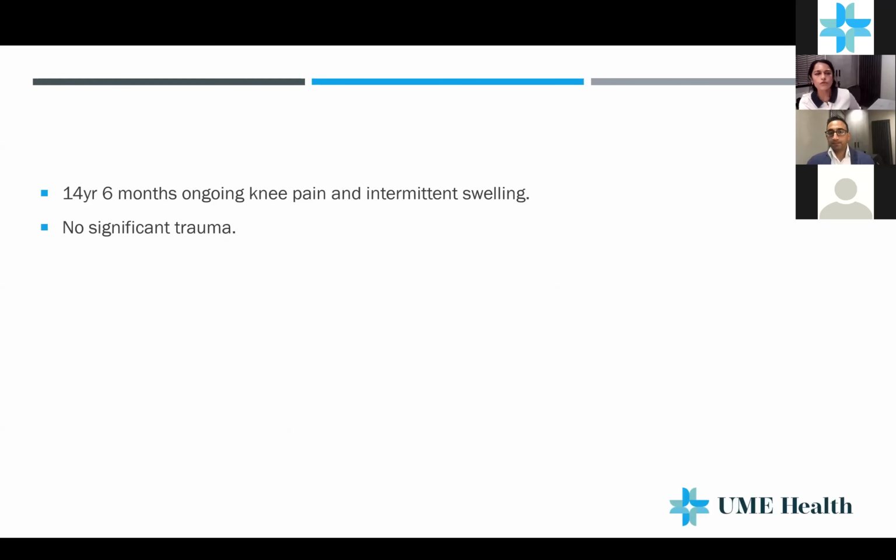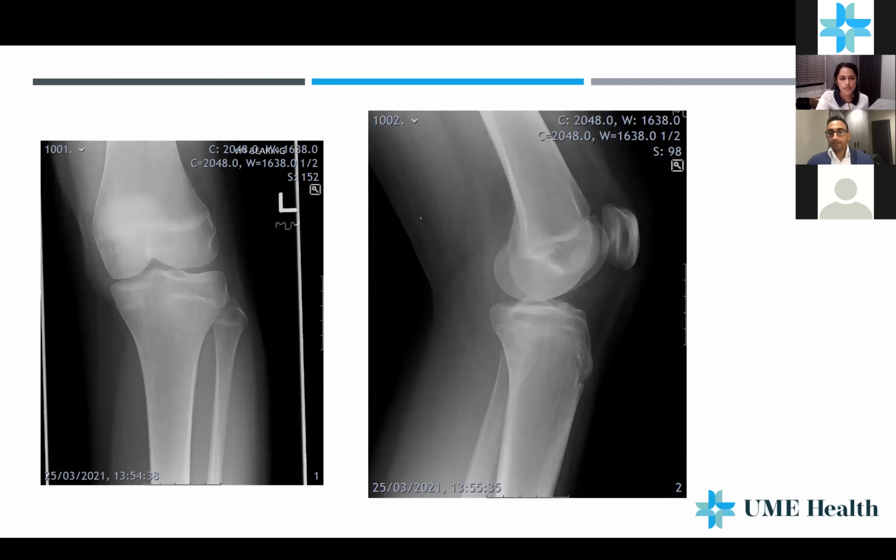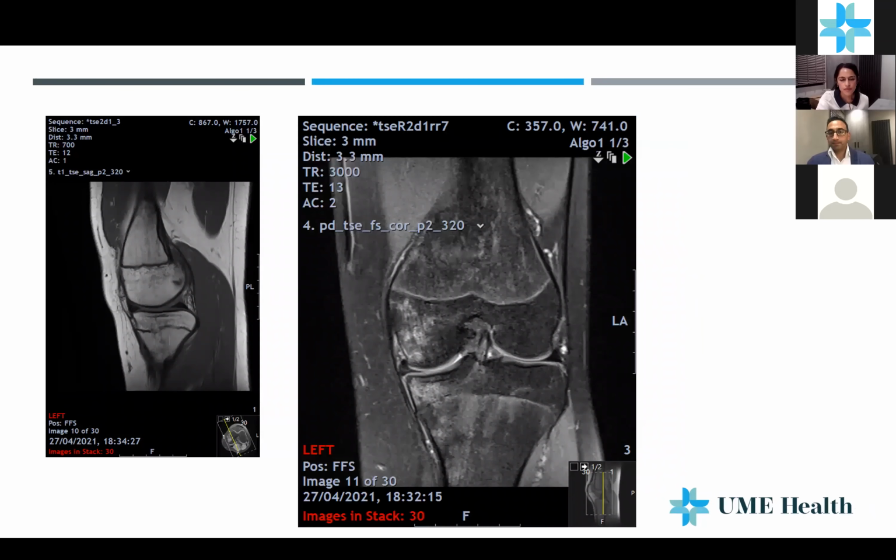Next case, 14-year-old with 6 months of ongoing knee pain and intermittent swelling, but no history of trauma. So these are the plain films, and you've got what we call an immature or unfused skeleton here, which is appropriate for the patient age. Nothing really to see on plain film, no effusion, no avulsion injury. But the MRI shows this, which is quite intense bone marrow edema in the medial femoral condyle and also the subchondral bone of the medial tibial plateau.